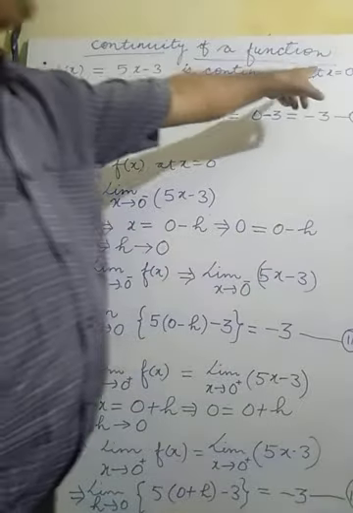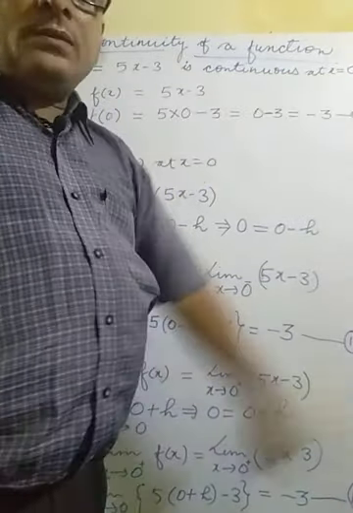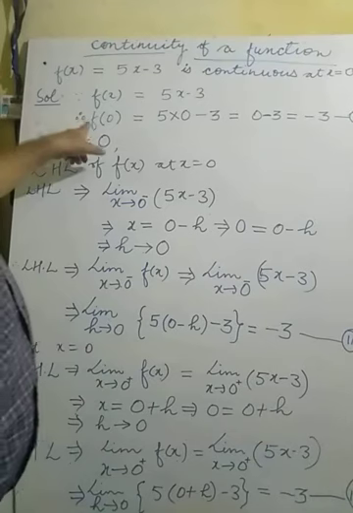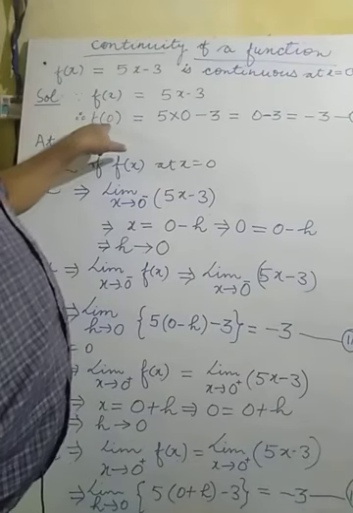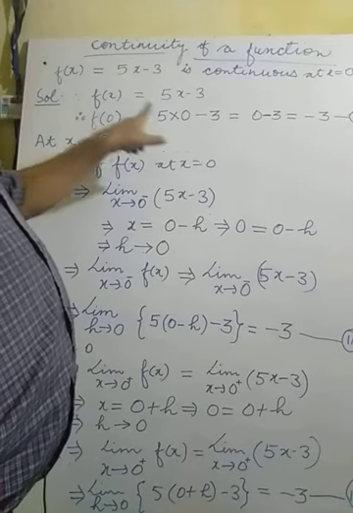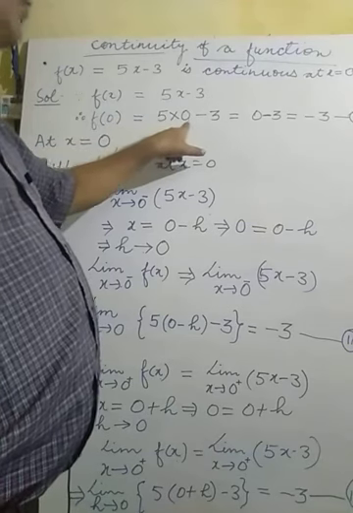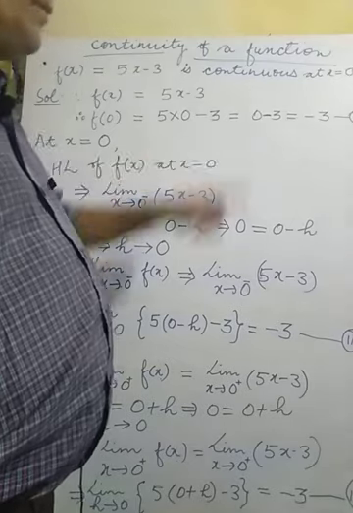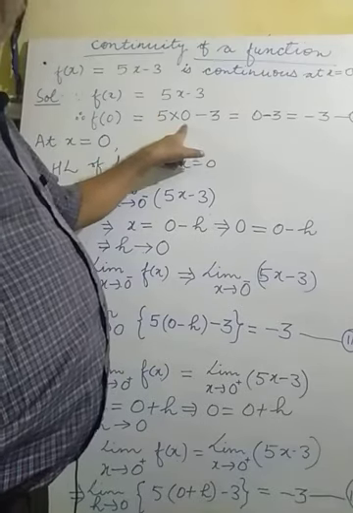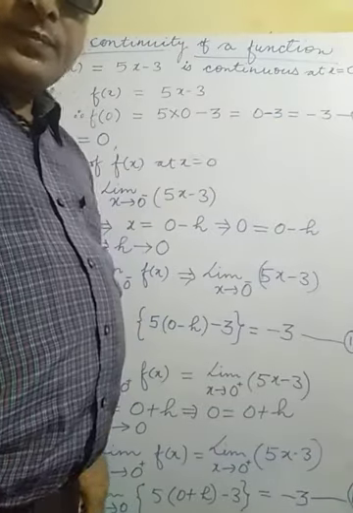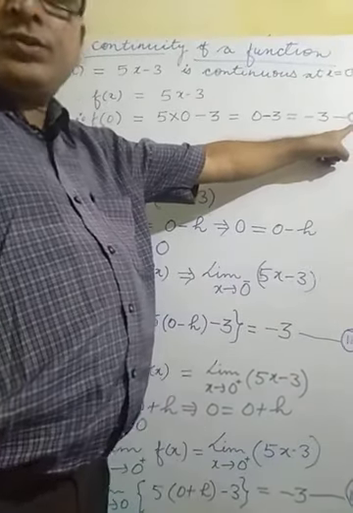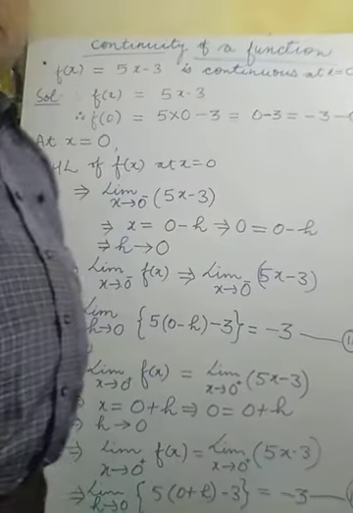Since here x equal to 0 is there, we have to find the value of the function at 0. It means in the place of x we have to put 0. To calculate here, 5 multiplied by the value of x, minus 3. 5 times 0 is 0, and 0 minus 3 is what? It is minus 3. Now this one is treated as equation number 1.